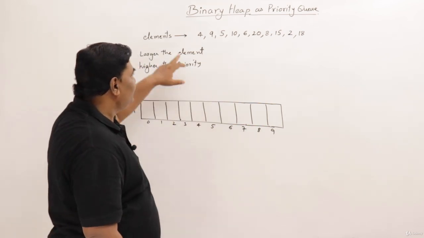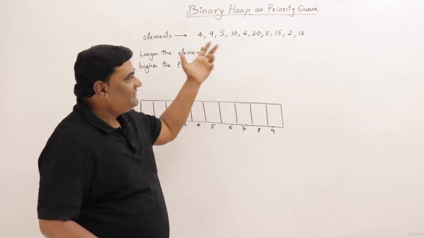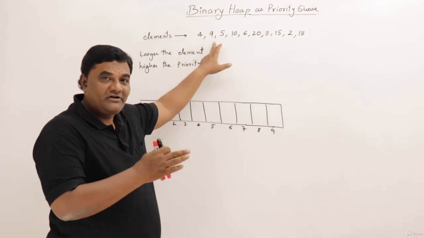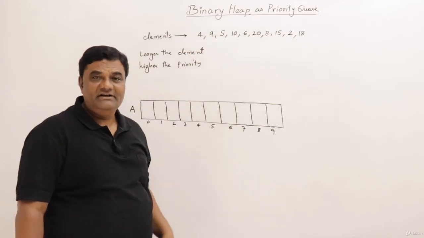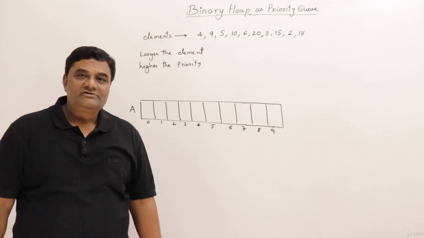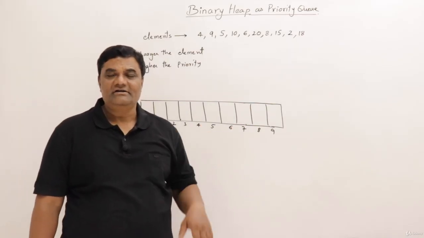Example of elements. These are the elements. Where is the priority? The number itself is a priority. Like this is 4, priority is 4. 9, priority is 9. 5, priority 5. So the number itself is the priority. It means fixed priorities are not there. Whatever the number may be, that is the priority.